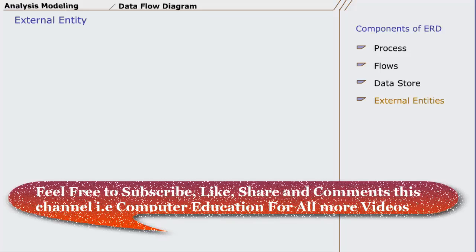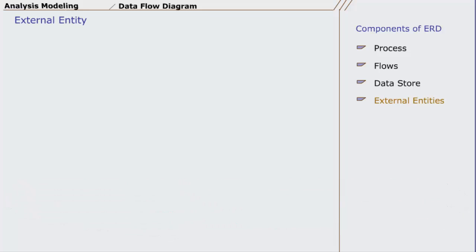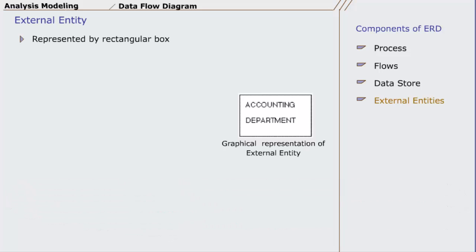The next component of the DFD is external entity. It is graphically represented as a rectangle. External entity represents the entities with which the system communicates. User is an example of external entity.